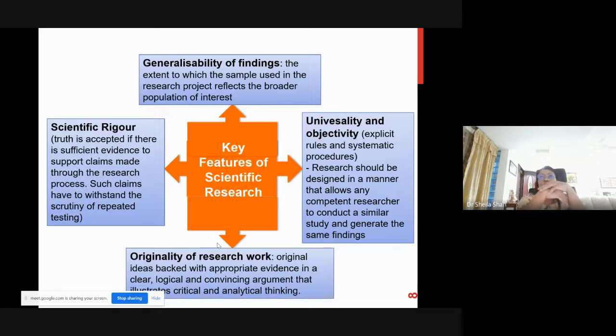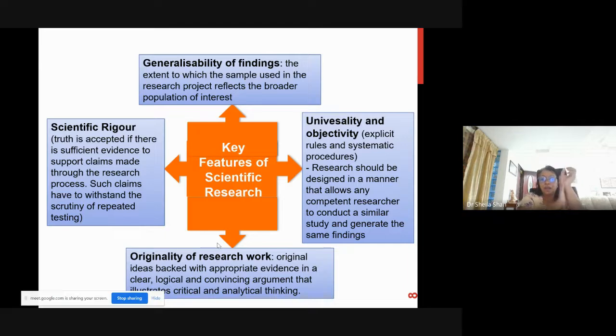All right. If, for example, you take all the private dental colleges, and then you do a comparative study with the government or public dental colleges, whatever you find in your private colleges, if you are able to generalize it to the public colleges, then it is called generalizable, and it is a scientific research. All right.